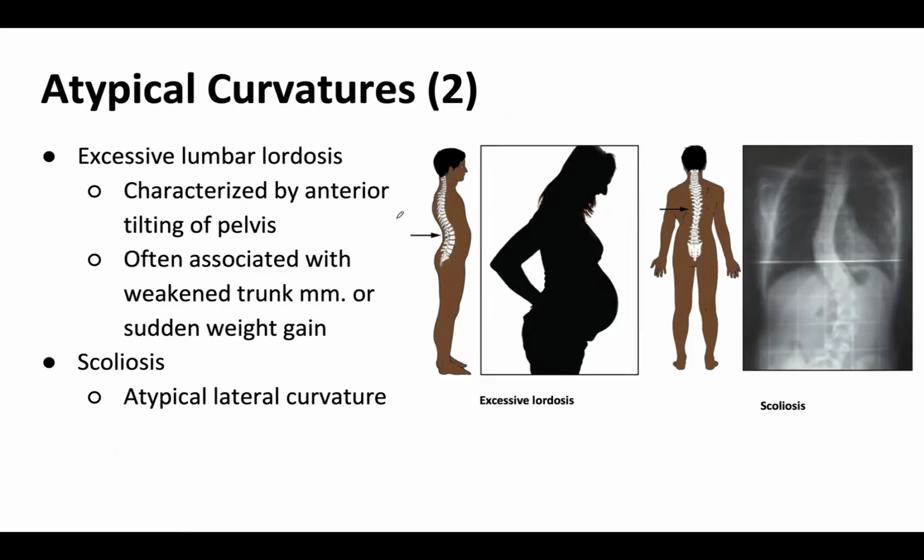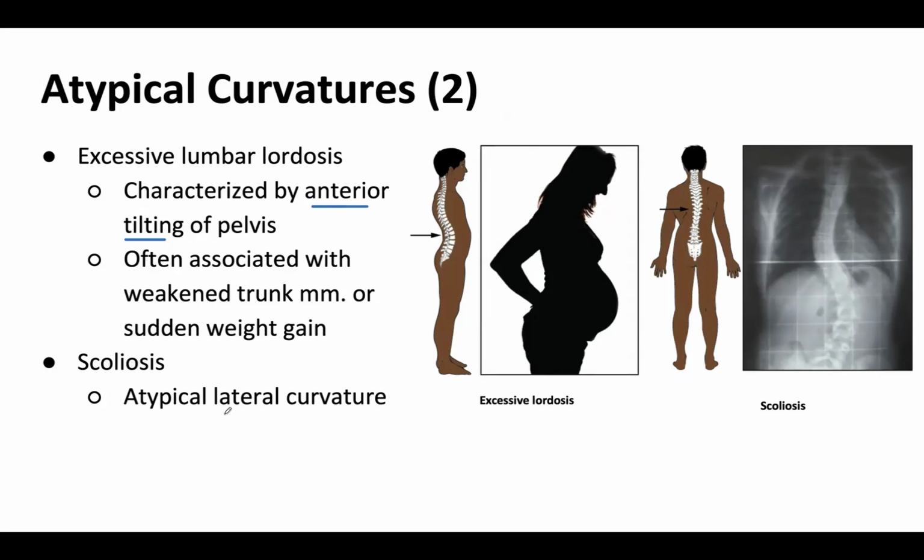You can also have excessive lumbar lordosis. Sometimes you hear this as hollow back. This is often characterized by a noticeable anterior tilting of the pelvis. And this is often associated with weakened trunk musculature or things such as sudden weight gain, such as what happens during pregnancy. It can be caused by other factors as well, such as rickets, osteoporosis, or tuberculosis.